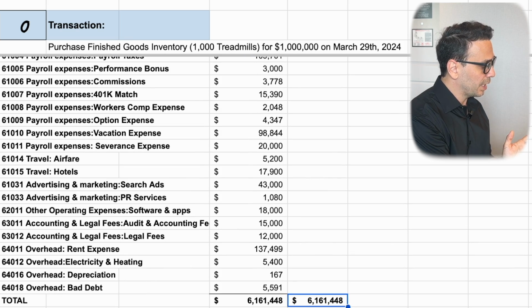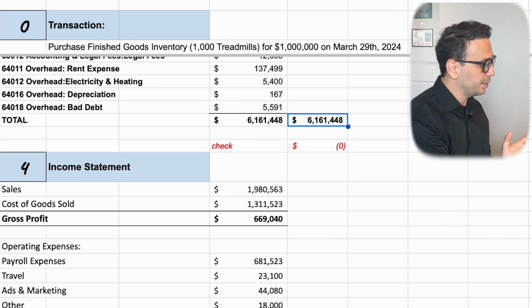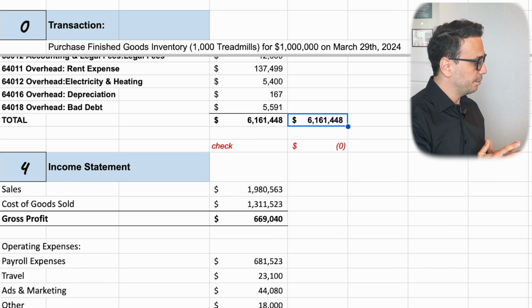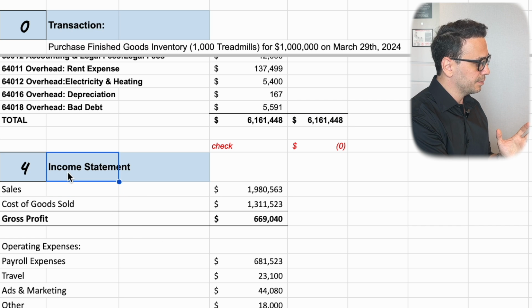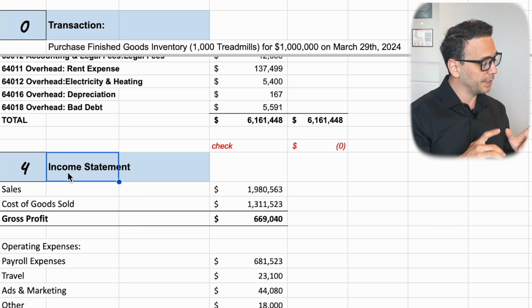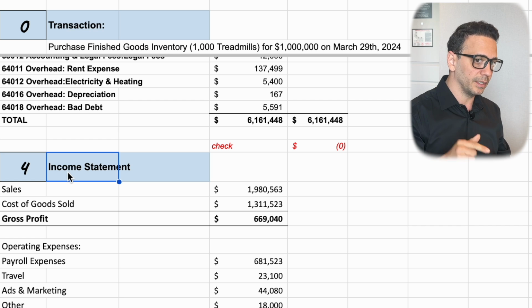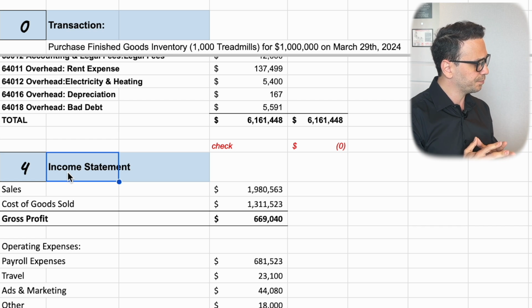Now, from the trial balance, our next step is going to be preparing the various financial statements. For the first step here, we have income statement, and I have a video on how to turn a trial balance into an income statement and a balance sheet. Take a look at that. I'm going to link it up here and down in the description.